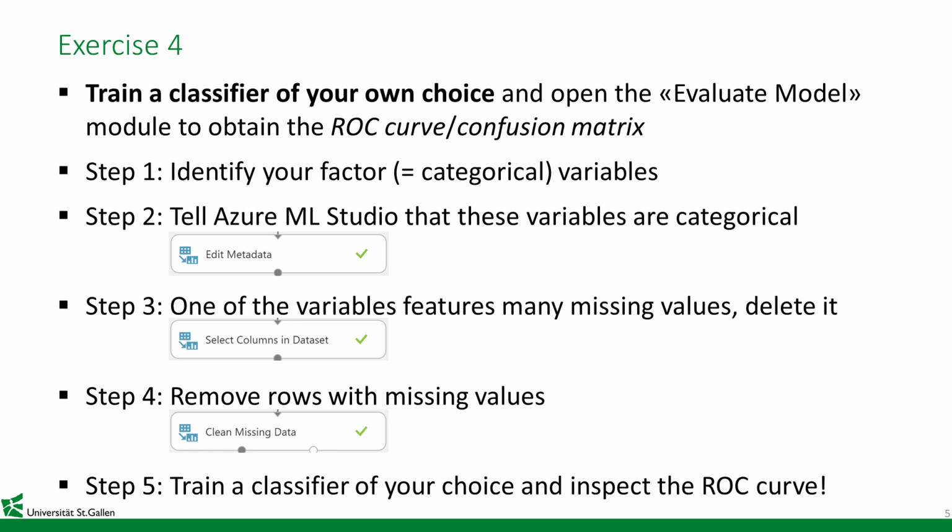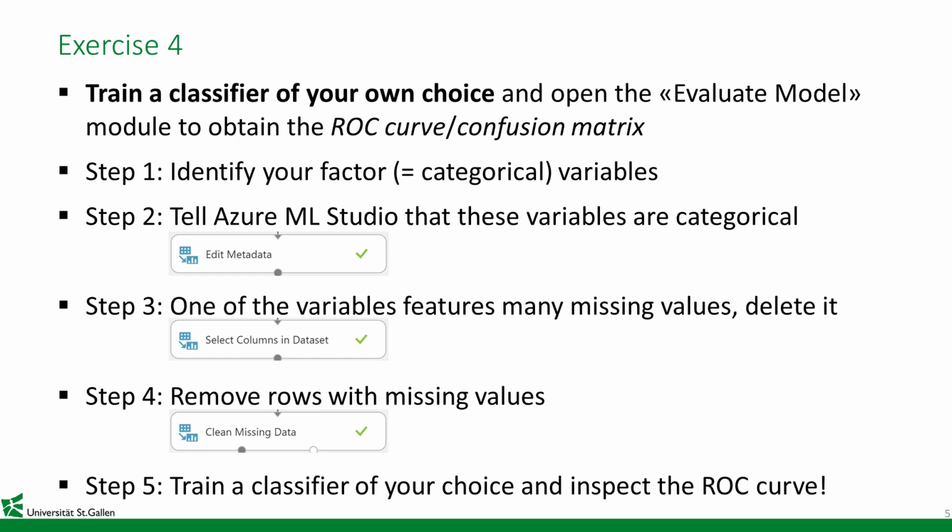Let's get started with exercise number 4. The goal of this exercise is that you'll be able to train your own classifier, a classifier of your own choice. You will select an algorithm, and then you will evaluate that algorithm by using the ROC curve, the receiver operator characteristic, and by looking at the confusion matrix.